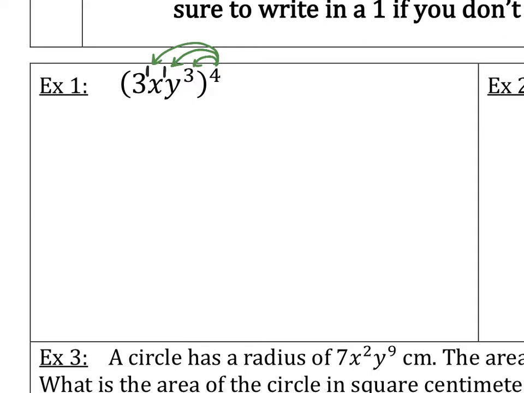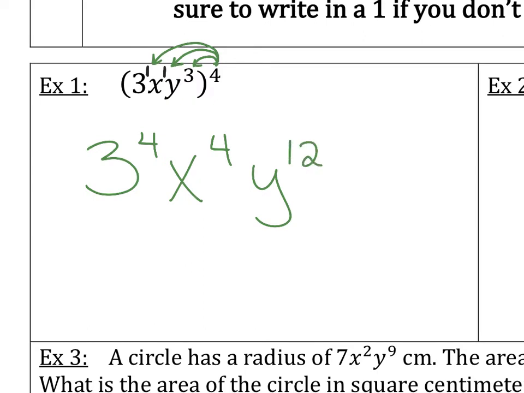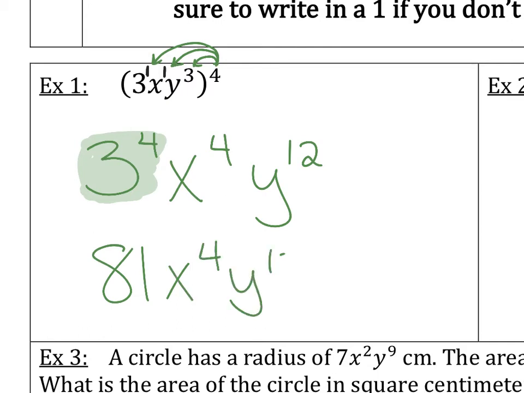So that means my next step in this problem would be 3 to what power? 4. X to what power? 4. And y to what power? 3 times 4? 12. Now the only thing that's left to do to simplify this is actually multiply out again the regular looking number, because I can throw that in a calculator and a calculator is going to tell me what 3 to the 4th power is. It's 3 times 3 times 3 times 3, which is 81. This is going to be 81 x to the 4th, y to the 12th.